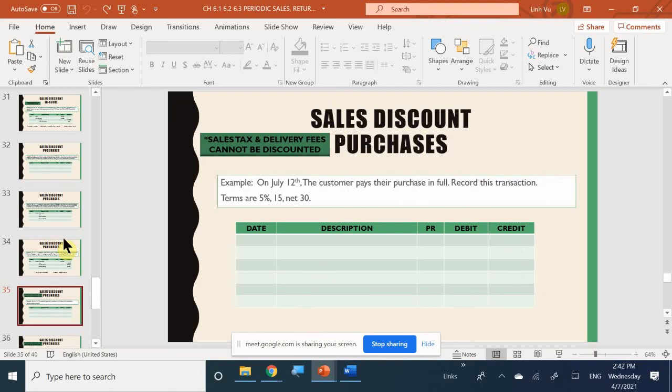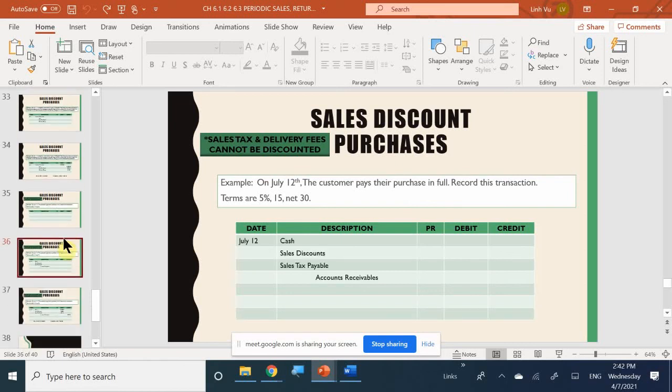Because I offered them a 5% discount as long as they pay within the first 15 days. If not, they got to pay me in full in 30. So in this case, they did pay me within the discount period. So this is exactly just like my purchase discounts, right? This time I'm applying it as a sales discount.